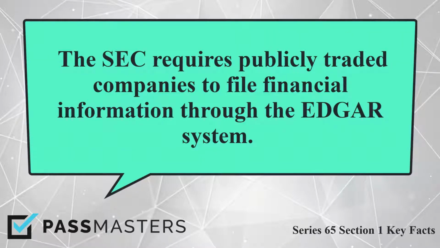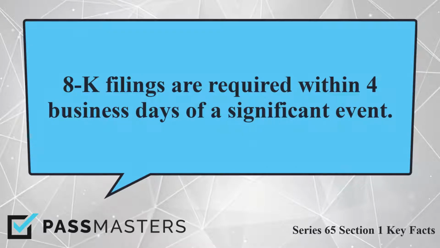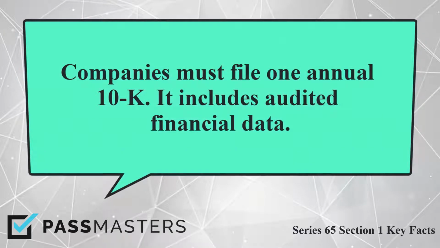The SEC requires publicly traded companies to file financial information through the EDGAR system. 8K filings are required within 4 business days of a significant event. Companies must file 3 10-Qs. These are quarterly reports that include unaudited financial data. Companies must file 1 annual 10-K. It includes audited financial data.